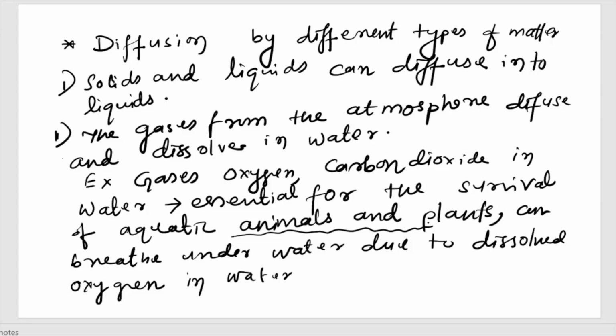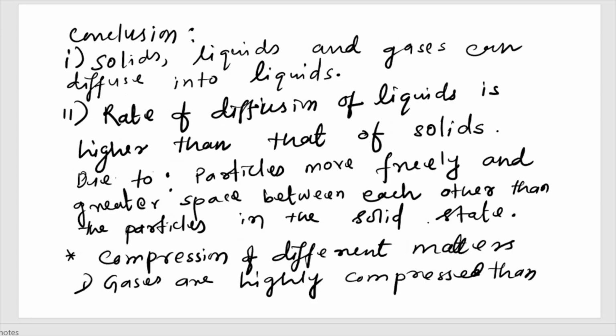If animals and plants take oxygen for respiration, they can breathe underwater due to dissolved oxygen. That is called diffusion. Dissolved oxygen: another name is that diffusion takes place. Gas in liquid, solid in liquid, liquid in liquid: there are so many types of diffusion. And the conclusion: solids, liquids and gases can diffuse into liquids.